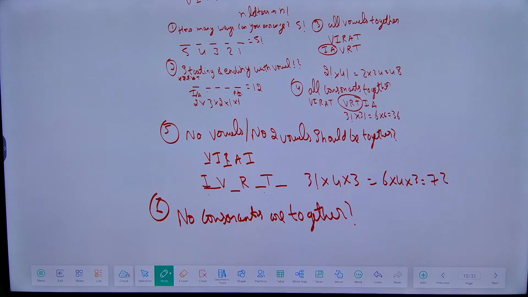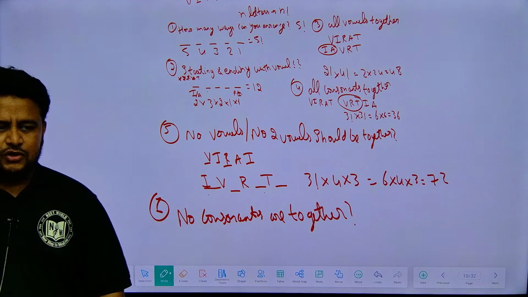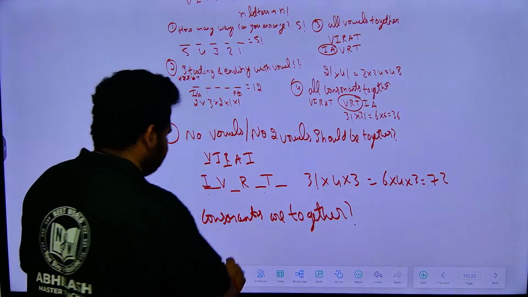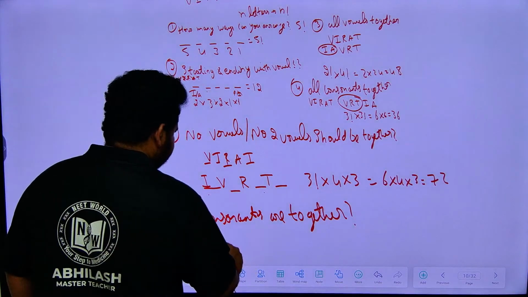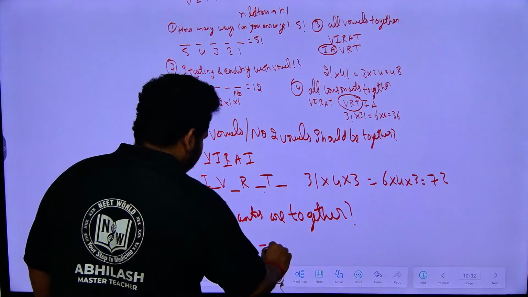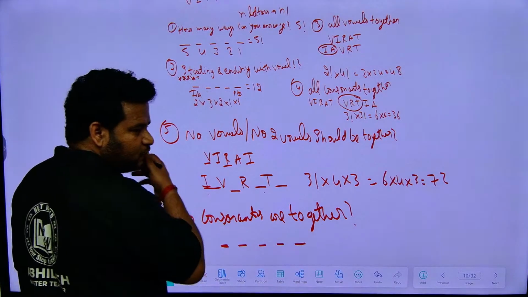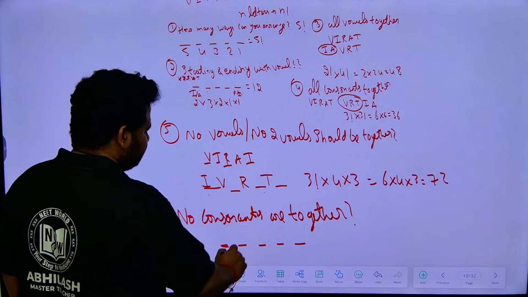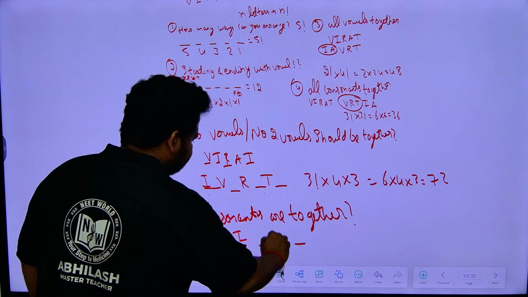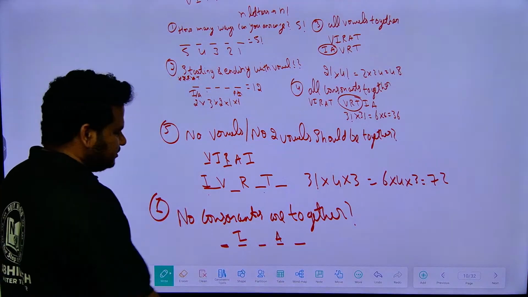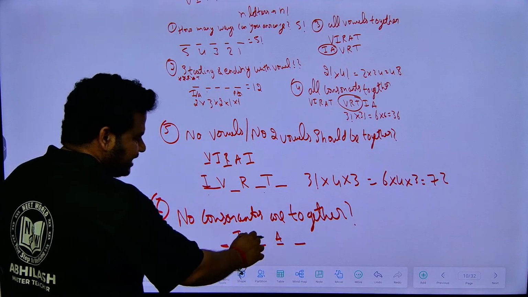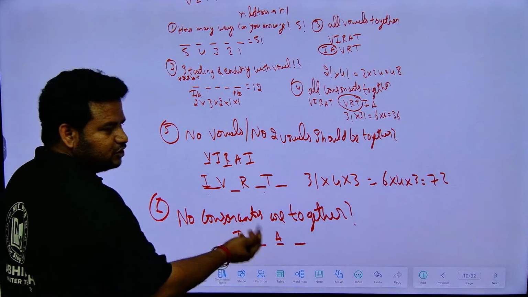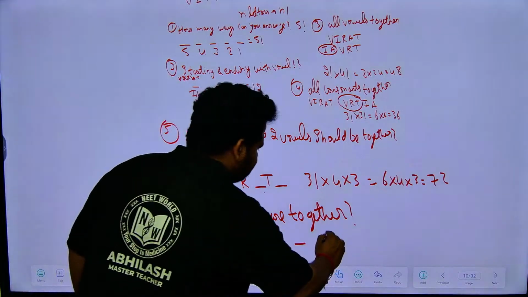No consonants are together. What you will do? See, first is what? We are having 3, 4, 5 spaces. Okay. Now, what we will do? No consonants are together means we will write I and A separate. This I and A can come as IA or AI. So, I and A can be arranged in how many ways? 2 factorial ways.